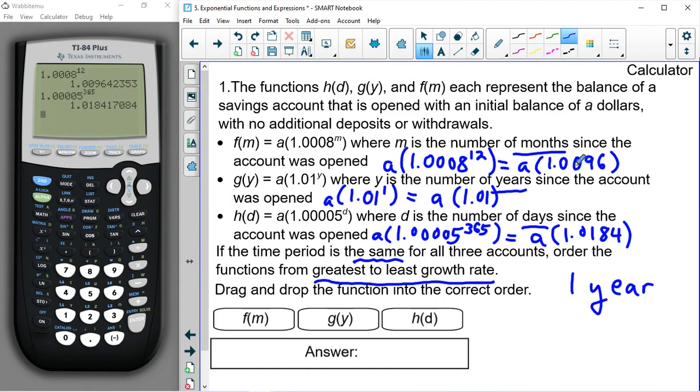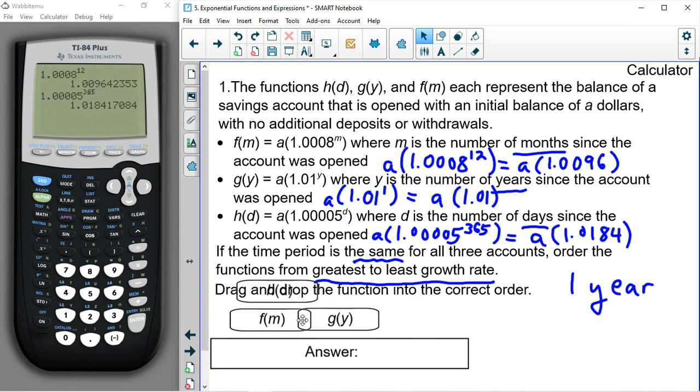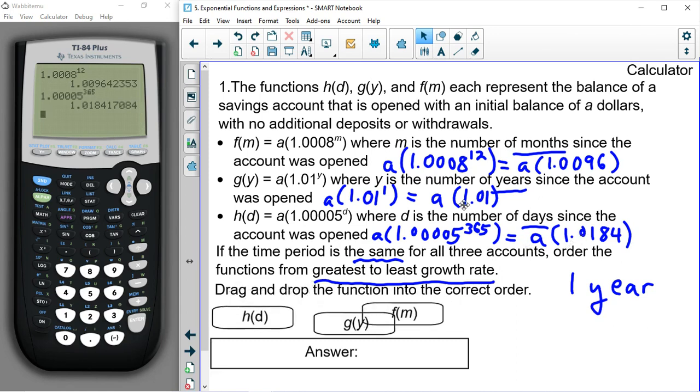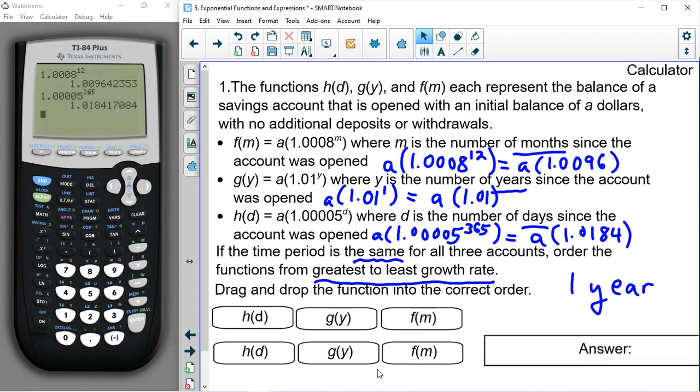Let's see. So which one of these had the biggest growth rate? Well, it's h of d because 1.018 is bigger than 1.01. So let's put that one first. So that was h of d, that goes first. And then let's see, which one is in second place? Well, that's this one, 1.01, which is bigger than 1.00. So that's g of y. So g of y is second. And then f of m is going to be third. Now we just compare that to the answer. And we got it correct.